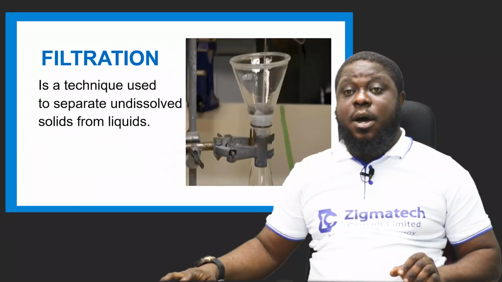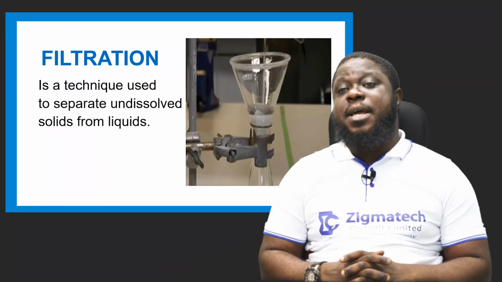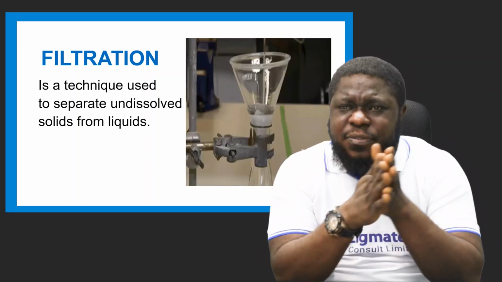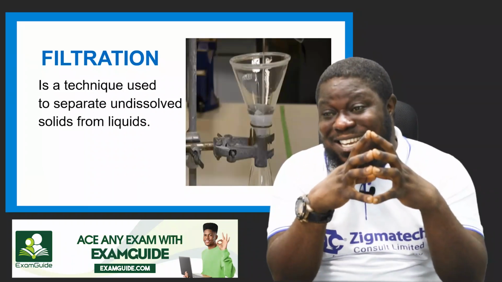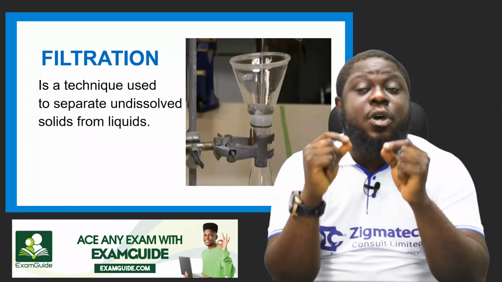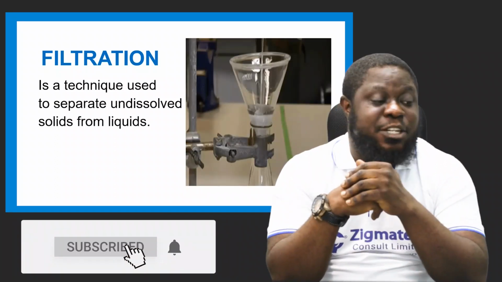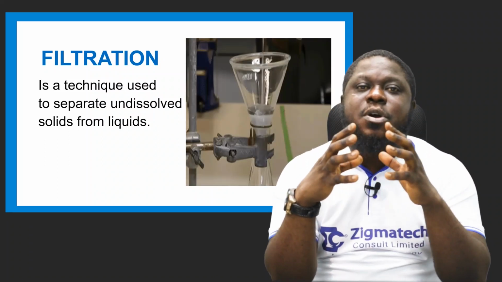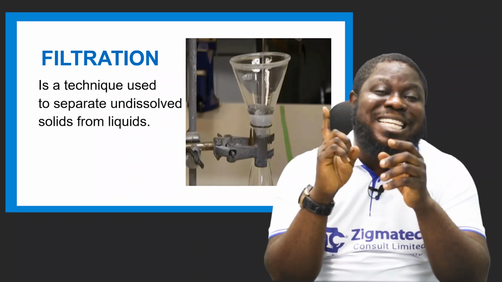Now, the next one is filtration. Filtration is the technique used to separate undissolved solid from liquids. When you say undissolved solid from liquids, if a solution contains an undissolved solid, it is called a saturated solution. Any solution that contains an undissolved solid is called a saturated solution. But the one that contains a dissolved solid is called an unsaturated solution.